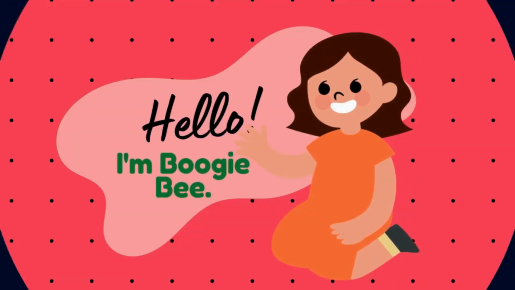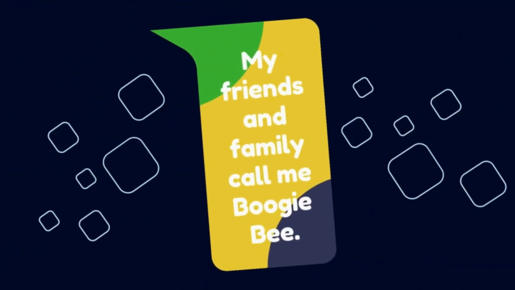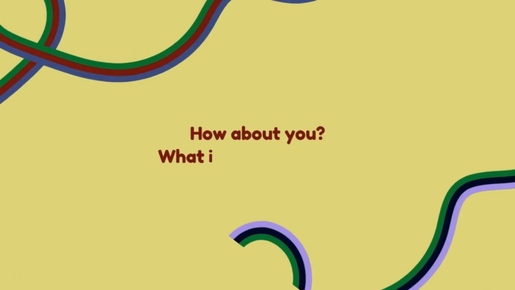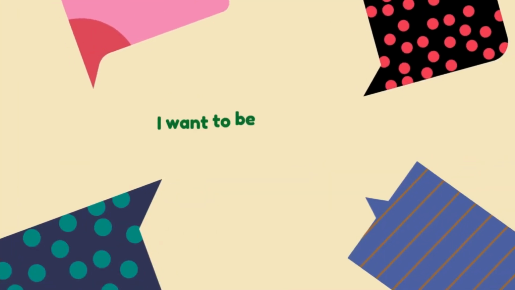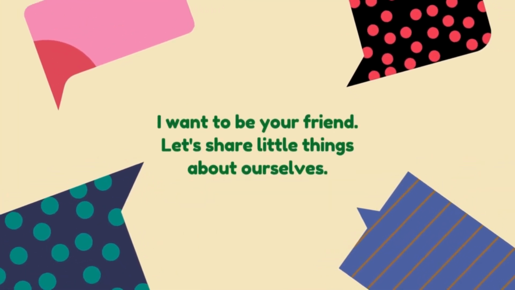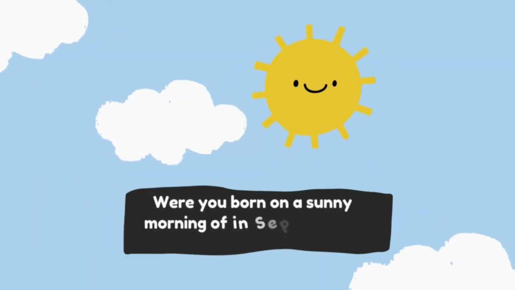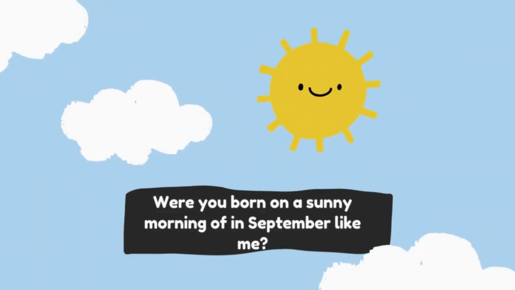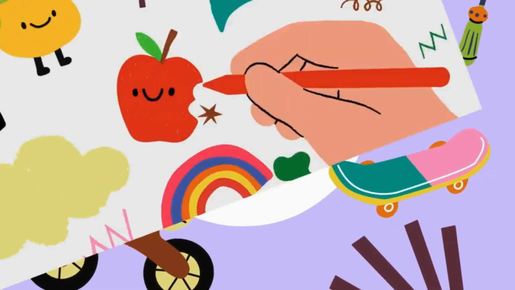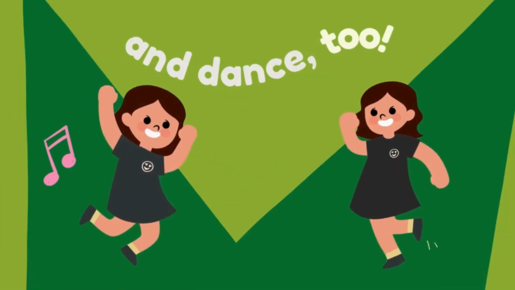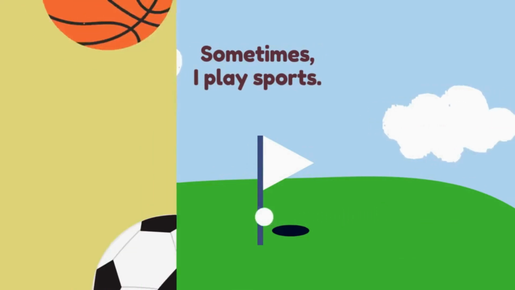Hello, I'm Boogie Bee. My friends and family call me Boogie Bee. How about you? What is your nickname? I want to be your friend. Let's share little things about ourselves. Were you born on a sunny morning in September like me? What are your hobbies? I love to draw and dance too. Sometimes I play sports. How about you?